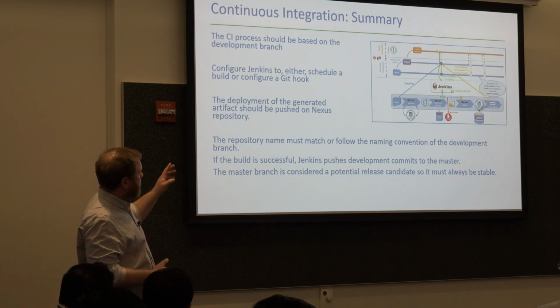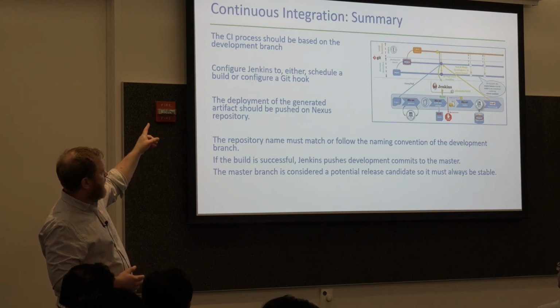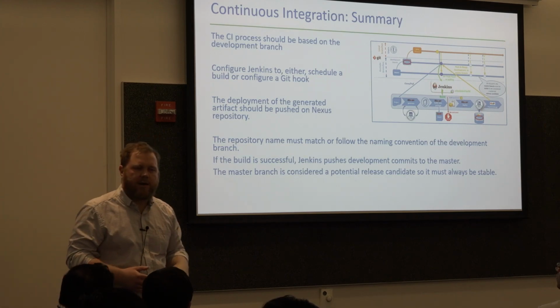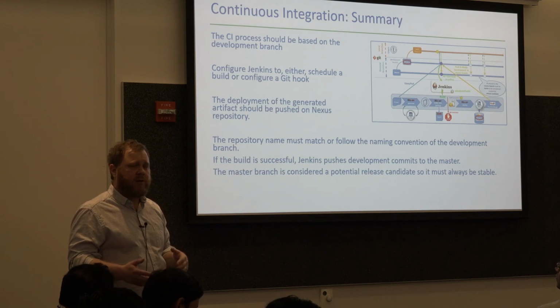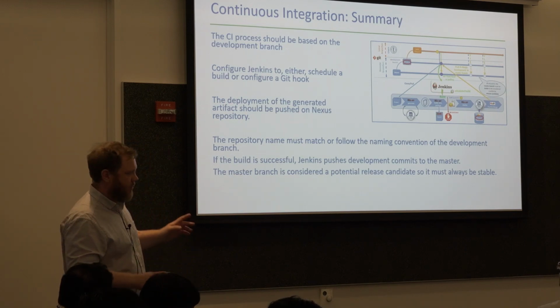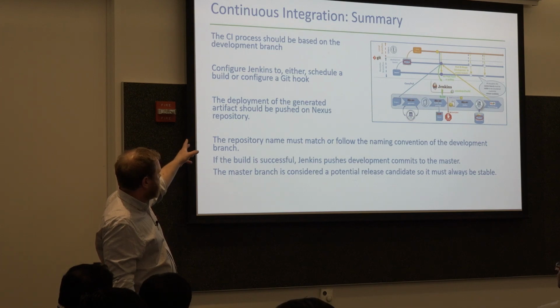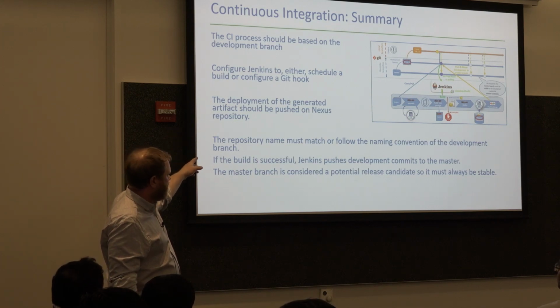Now, we're going to talk about how Jenkins is working alongside Git. You can either have Jenkins on a schedule, it could be polling, or what's very common is a Git hook. We'll cover that in a bit more detail. And then the deployment of the artifact should be pushed onto a Nexus repository. That sort of goes without saying.